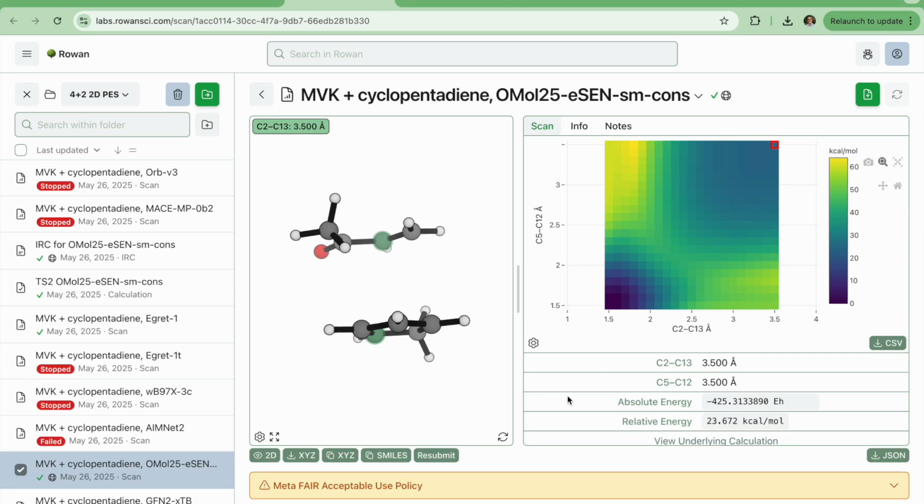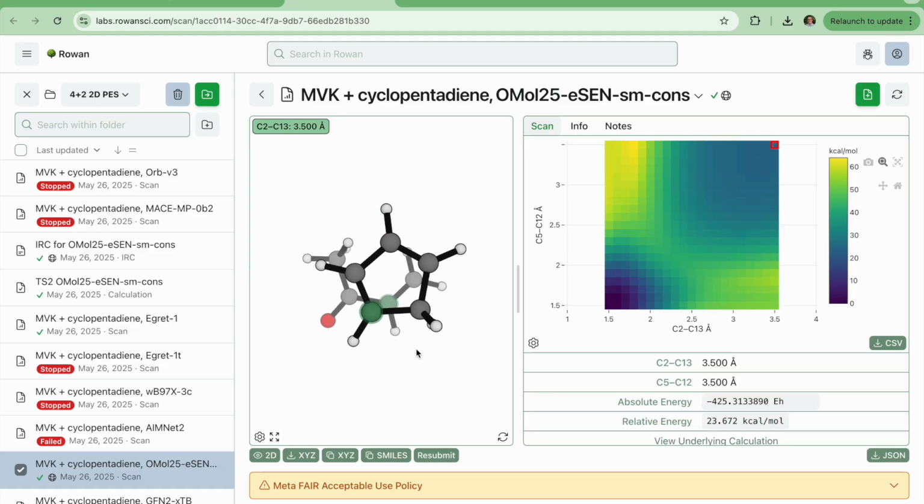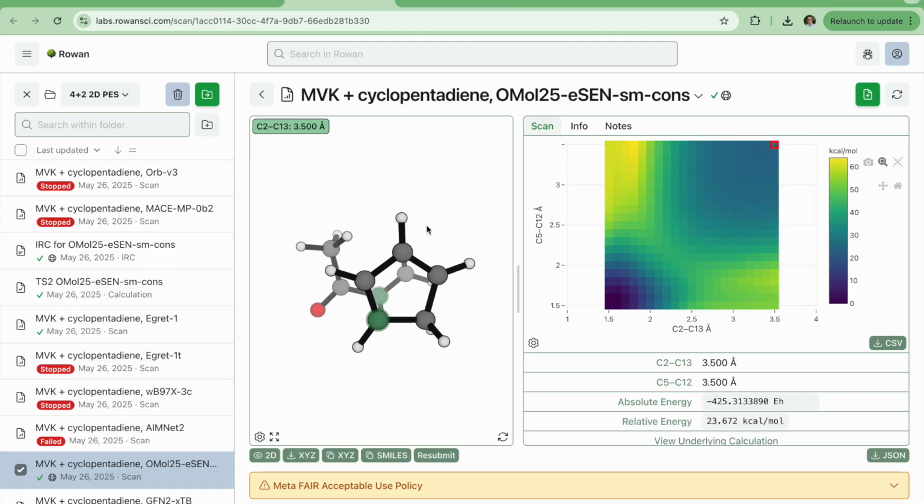Hello folks, it's Corn here, and today I want to look at two-dimensional potential energy surfaces in Rowan and how we can explore Diels-Alder cycloadditions using a variety of low-cost computational methods. So what we have here is a 2D potential energy surface for this reaction between cyclopentadiene and methyl vinyl ketone. So this is a classic Diels-Alder reaction.